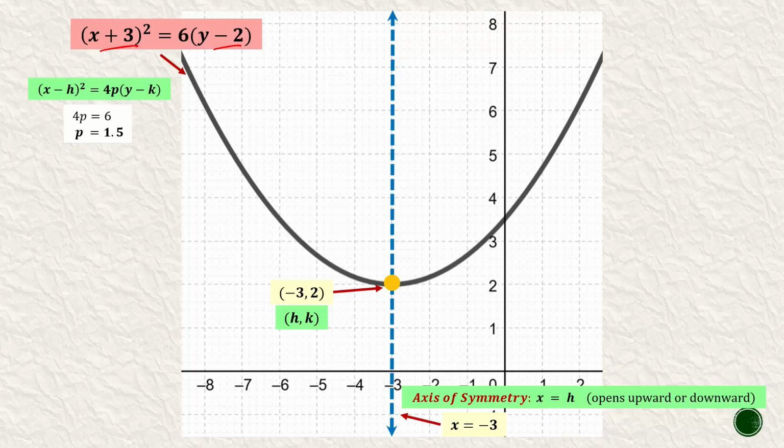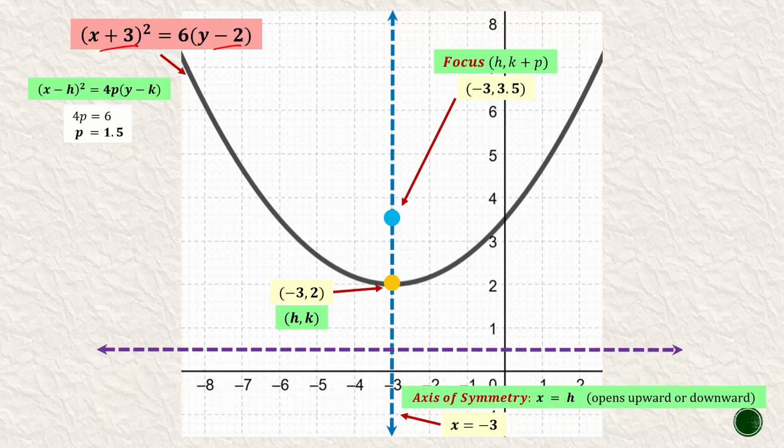Now let's locate where the focus is. Again, the distance of the focus from the vertex is equal to the absolute value of p. So here our p is 1.5, so that means the focus is somewhere here. Now if you use the formula, that will be h, which is negative 3, and k plus p. K is 2 plus 1.5, and that will be 3.5, right? So that will be the coordinates of our focus.